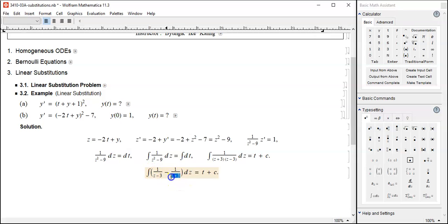Let's see. z plus 3 minus z minus 3. 3 plus 3, so the total will be 6 here. I have to undo that 6. There you go. That's going to be the correct decomposition by partial fraction. And then let's see.